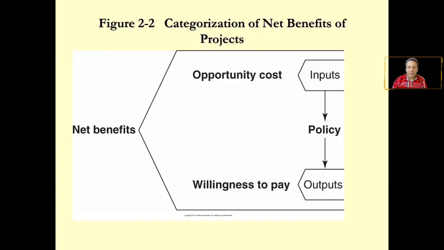So we have here finally a categorization of net benefits of projects. In order to categorize the net benefits, we need to think of two concepts, which are the opportunity cost and the willingness to pay. Every decision that we take has an opportunity cost. Think of this session, for instance.